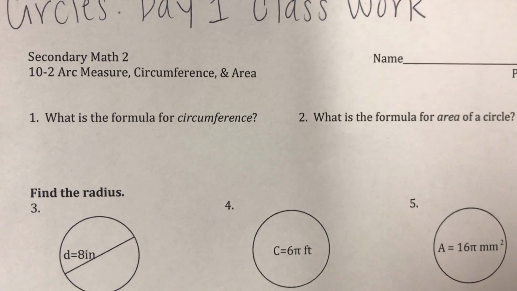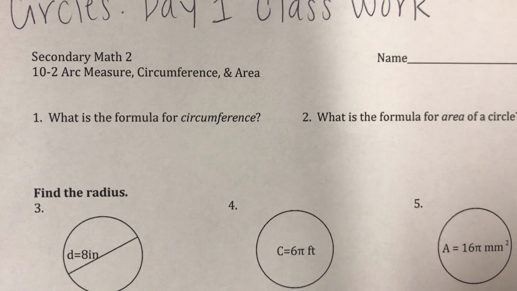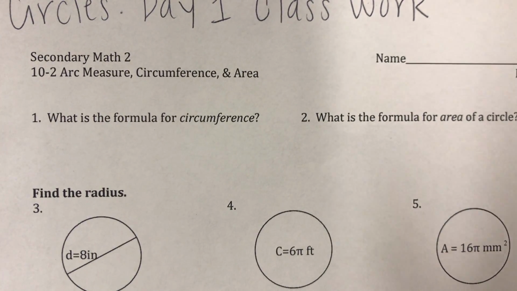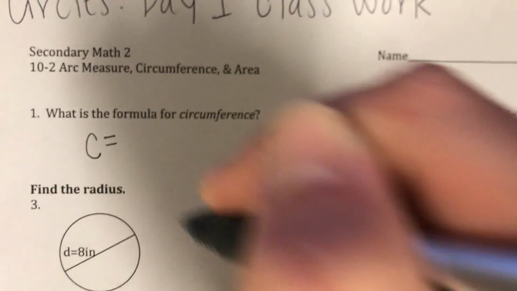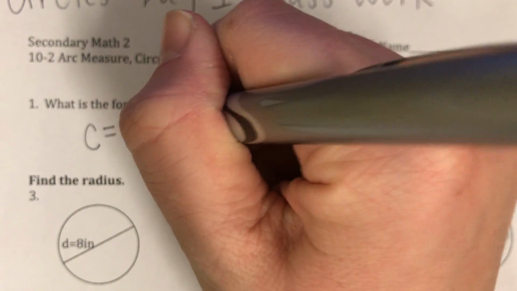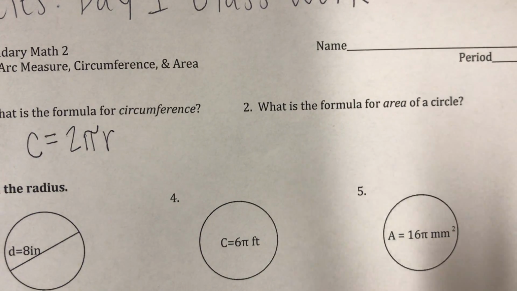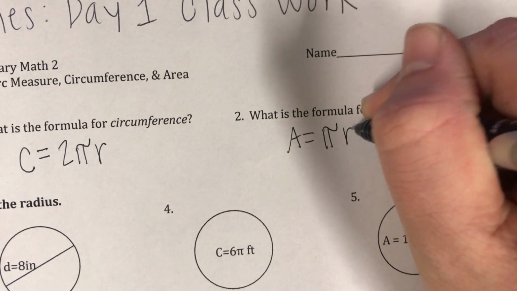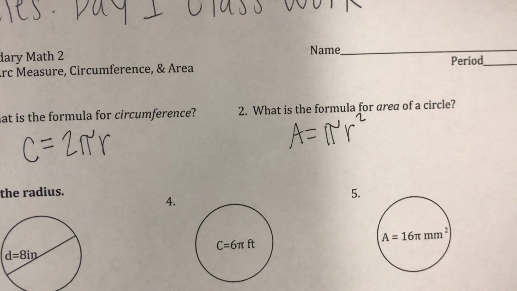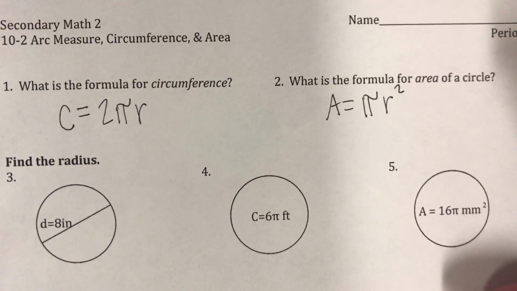I'll give you about 10 more seconds. 5, 4, 3, 2, and 1. So you should have been able to write those down. Remember, circumference is equal to 2 pi r, and the formula for the area of a circle is A is equal to pi r squared. Hopefully you remember that r stands for radius, okay?